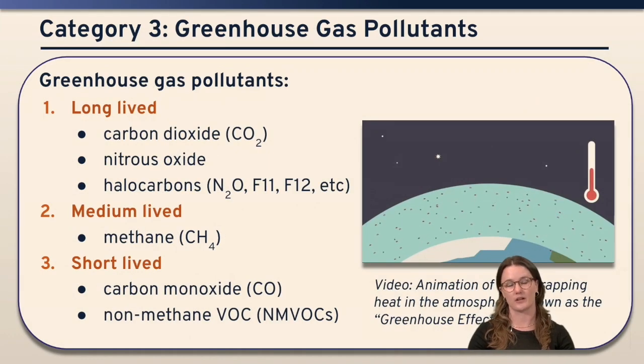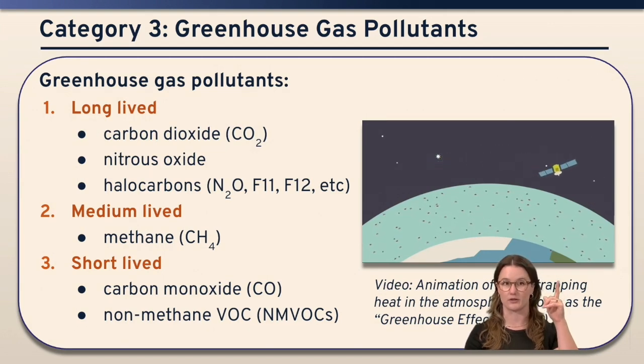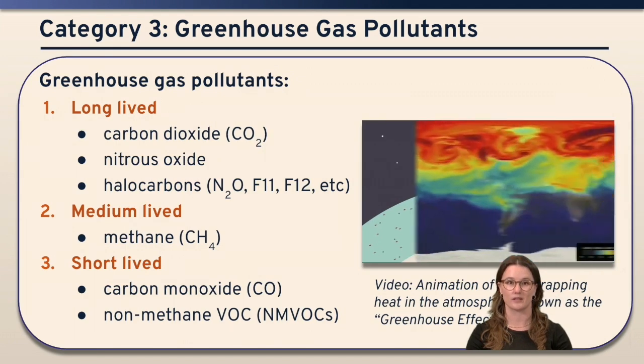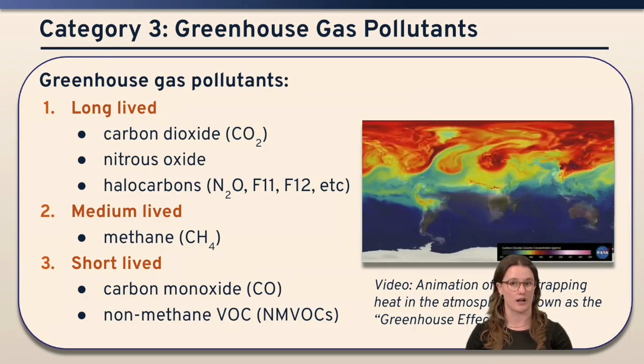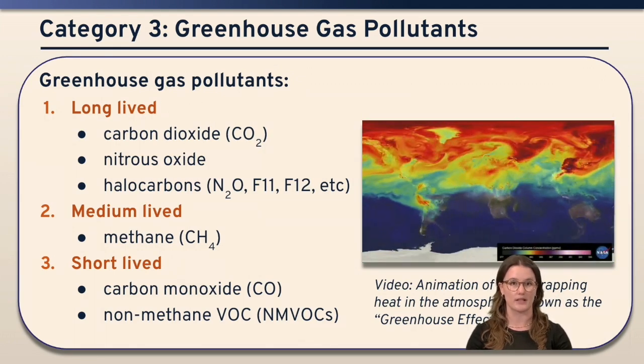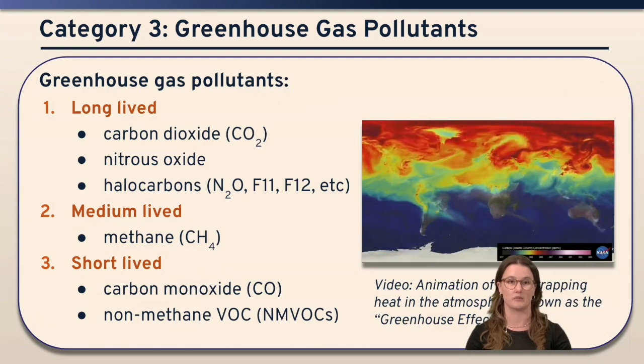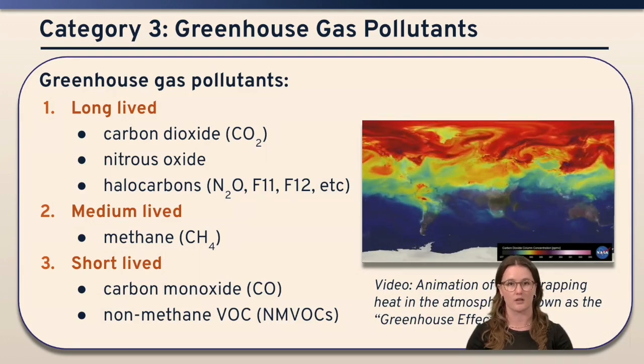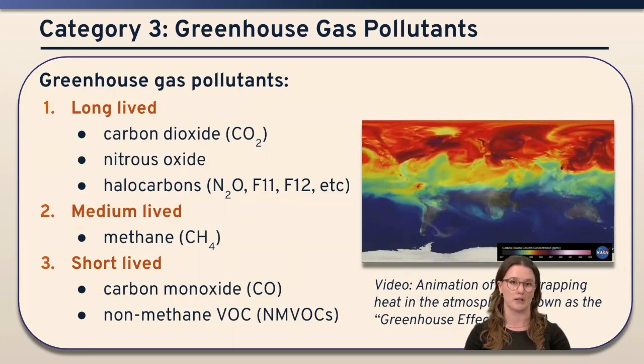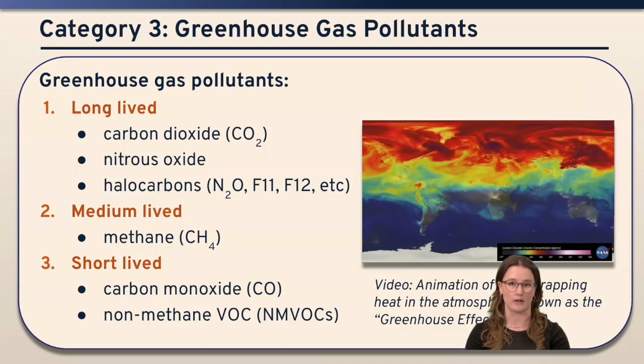A third category of air pollutants are the global greenhouse gas pollutants. Greenhouse gases are gases in the atmosphere that trap heat near the Earth's surface. Some of these, including carbon dioxide, nitrous oxide, and halocarbons, stay in the air for long periods of time and continue to build up in the atmosphere. Others, like methane, can remain for medium periods of time. For methane, about 11 years.